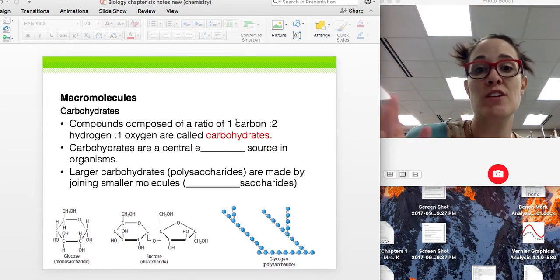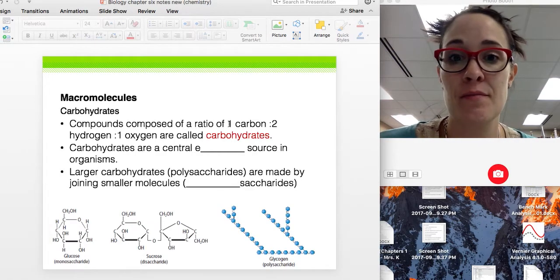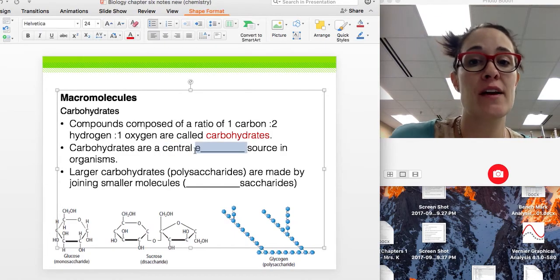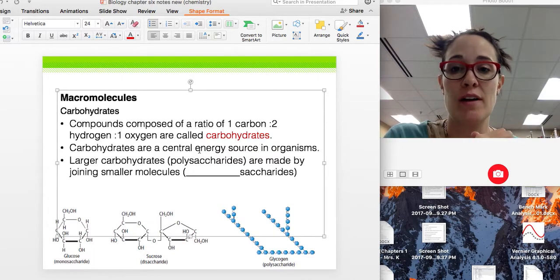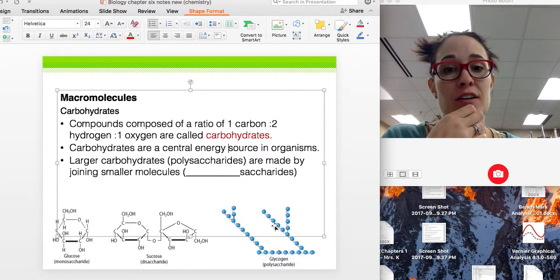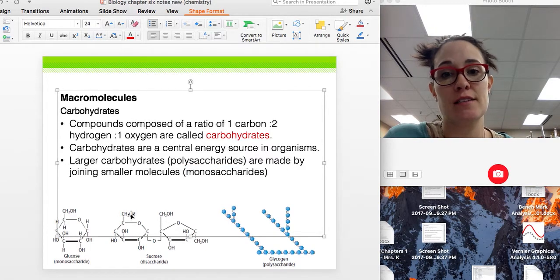contain. And the ratio is 1:2:1. So for every 1 carbon, there are 2 hydrogen and 1 oxygen. Why do we need carbohydrates? They are essential for energy in living things. Larger carbohydrates, like glycogen, are called polysaccharides, and they're made by joining these smaller ring structures, like glucose, called monosaccharides.